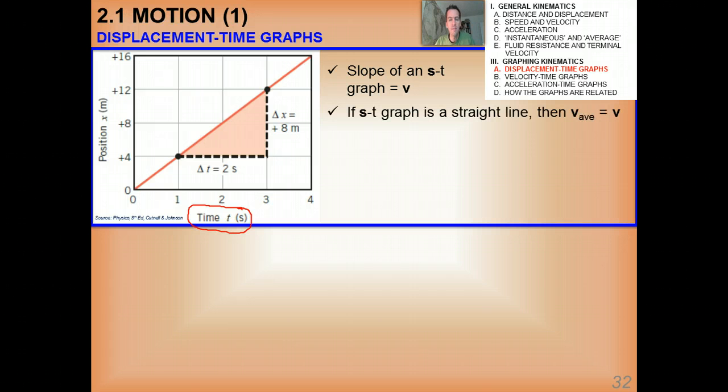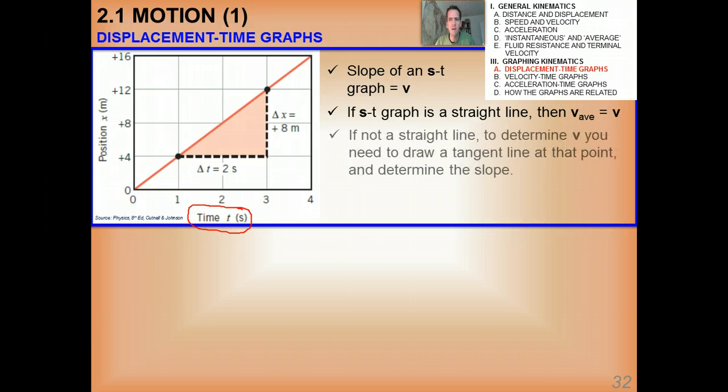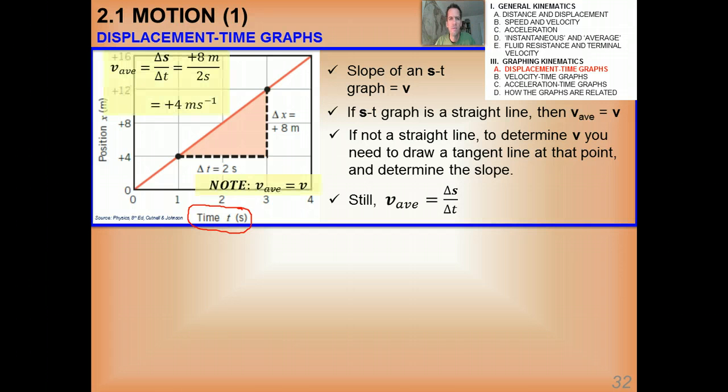The velocity, v of t, is actually the slope of the displacement graph, s of t. Now, if the displacement time graph is a straight line, then the average velocity is equal to the instantaneous velocity at every single time t. If it's not a straight line, to determine the instantaneous velocity you need to draw a tangent line at that point and determine the slope, as we've done before. And still always the average velocity is the total displacement over the total time.